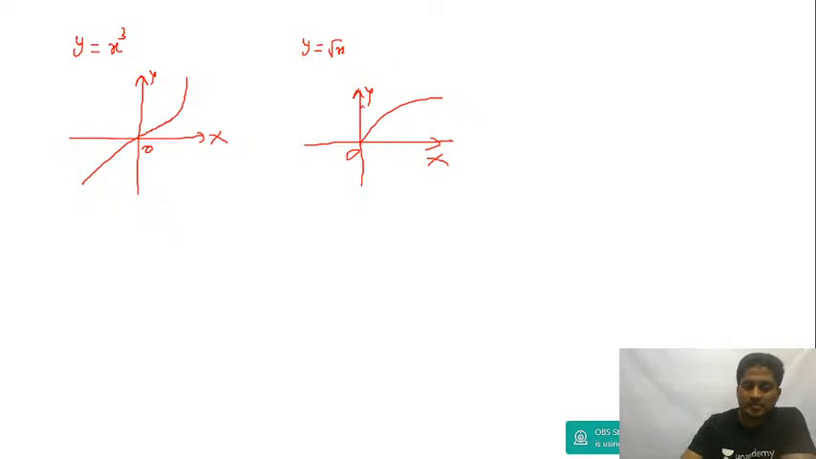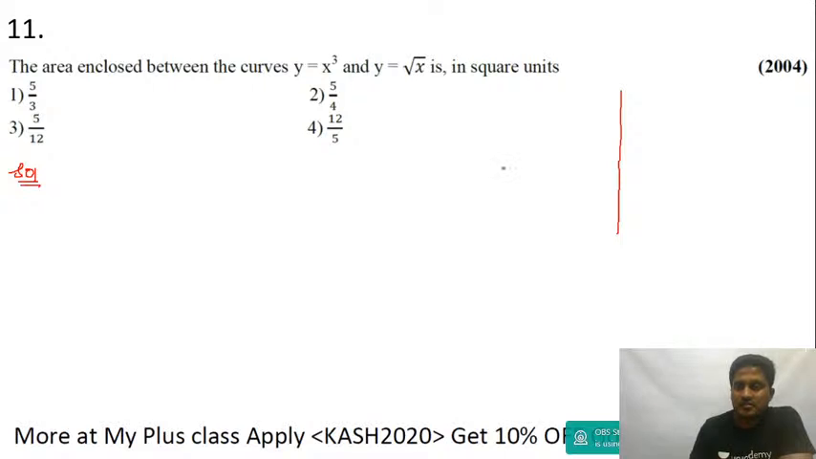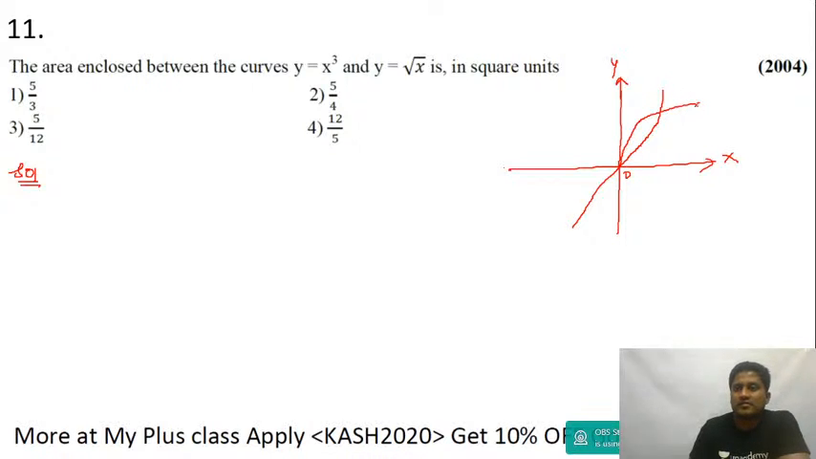Let me plot the graph for this. This is the cubic function. This is y, and then this is x. And then you get y equal to root x, a graph like this. And then this is y equal to x cube. This is 1 comma 1. When you drop the perpendicular, this is 1 comma 0. This area I am supposed to find out.